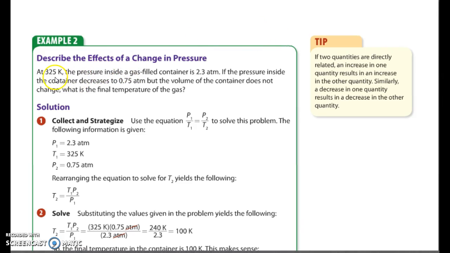And here we have our next equation. At 325 Kelvin, the pressure inside a gas-filled container is 2.3 atm. If the pressure inside the container decreases to 0.75 atm, but the volume of the container does not change, what's the final temperature of the gas? Plug everything in, get your number. And so my pressure went down, so my temperature should go down, which it did.